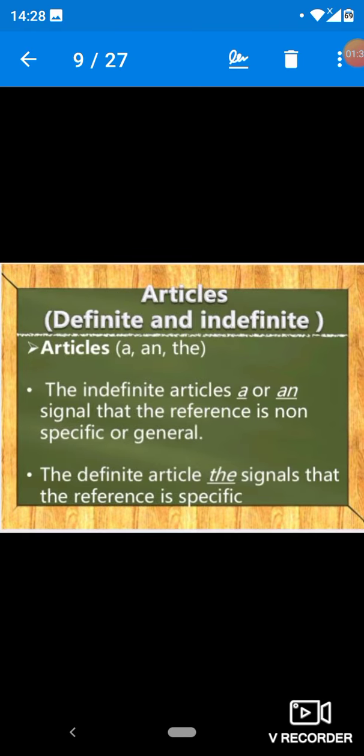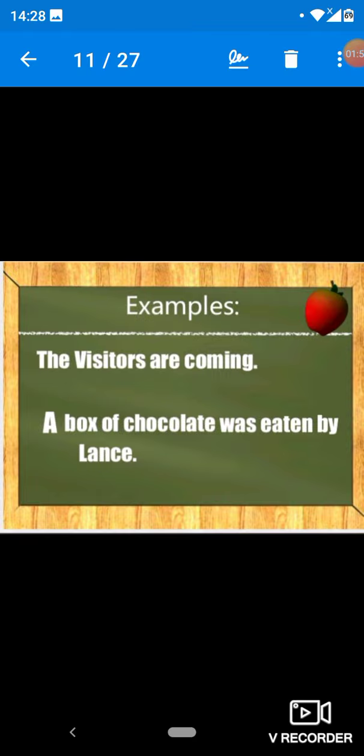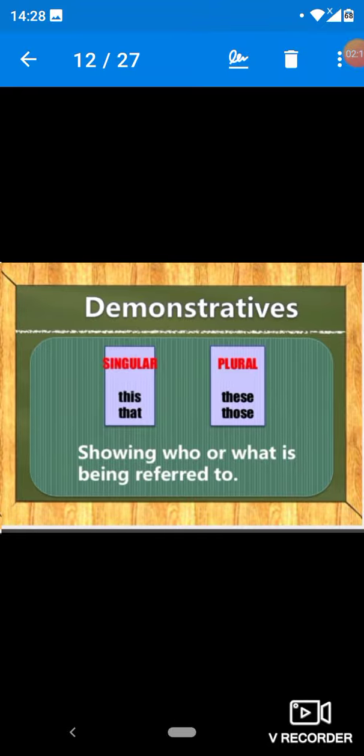Articles, definite and indefinite. Articles are a, an and the. The indefinite articles a or an are used for non-specific or general terms. But the article the is used for a specific purpose. So the definite article is the, and the indefinite articles are a and an. The visitors are coming. So this is specific. A box of chocolate was eaten by Lance. But which kind of box? No specific type of box has been given here.